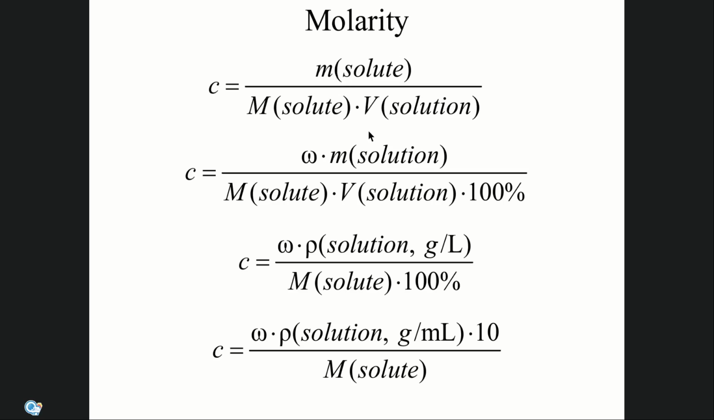But we also know that mass of solution divided by volume of solution is the density of solution. And mass of solute can be calculated by using percentage by mass and mass of solution. So by using all these units, we can calculate molarity from percentage by mass and density. Density in gram per liter or gram per milliliter by using this formula.